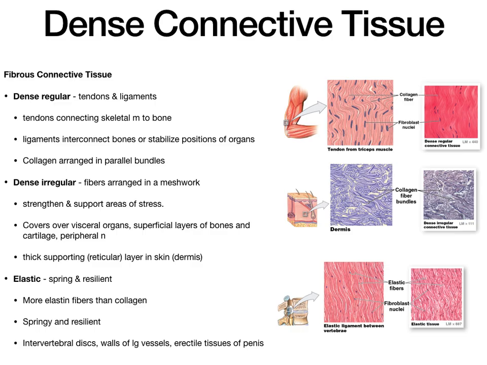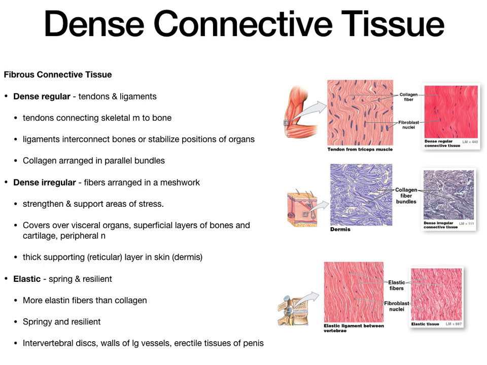Then we have our elastic layer, which is very springy and resistant. There are more elastin fibers than collagen in this connective tissue type. It is very springy and resistant. It's found in our intervertebral discs, the walls of our large vessels, and the erectile tissue of the penis.